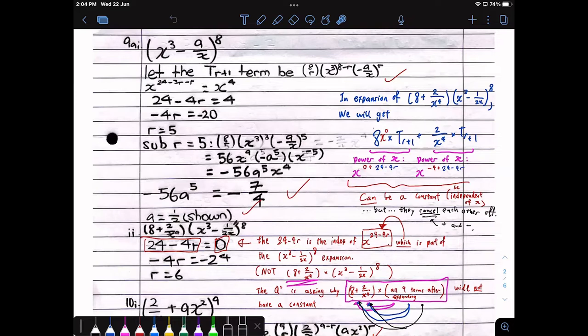Okay, for this one, what you need to do is to get a generic term from the binomial expansion, this part here. And then after that, you multiply that generic term, the T(r+1), by 8. And then you multiply that T(r+1) by 2 over x power 4. Then what you realize is that for each of these terms, you'll get x power something. And if you check the powers, you'll never get a constant.